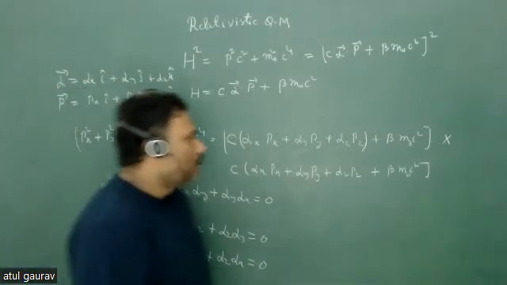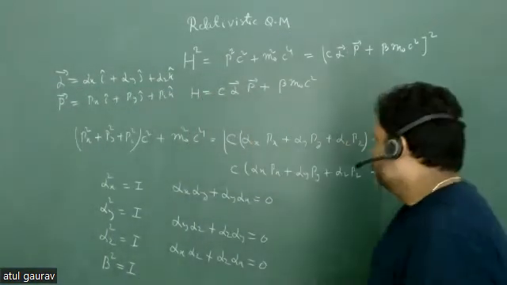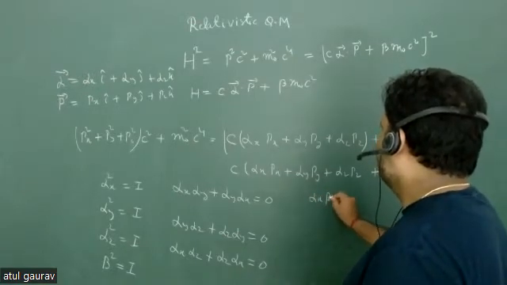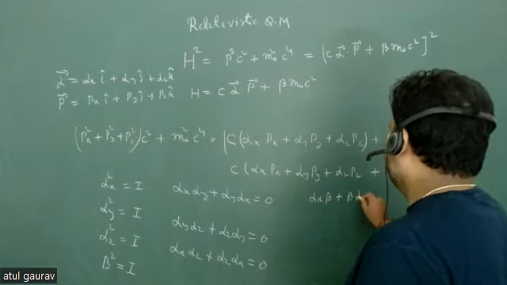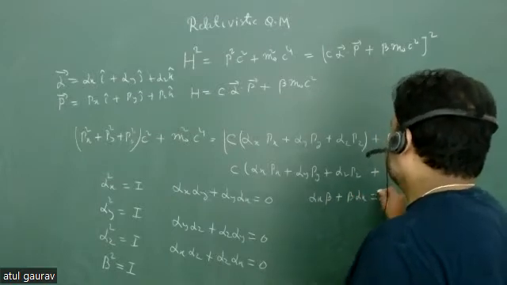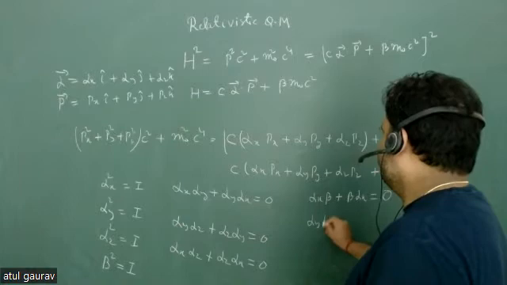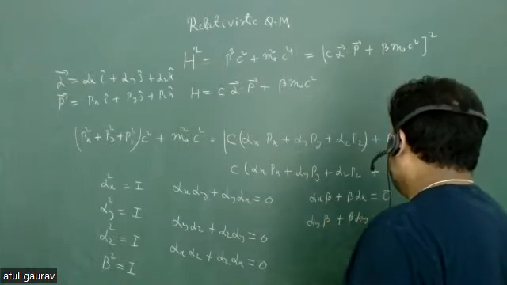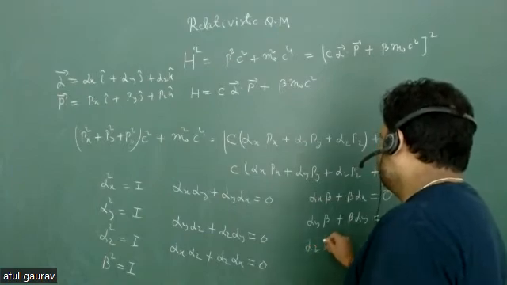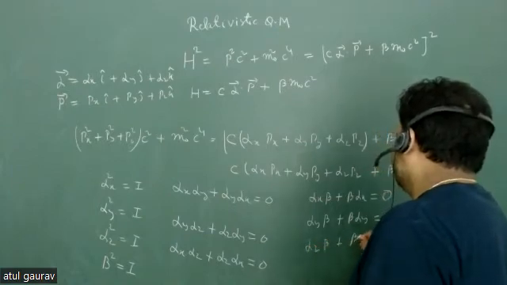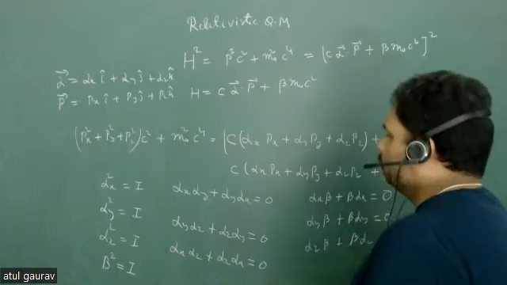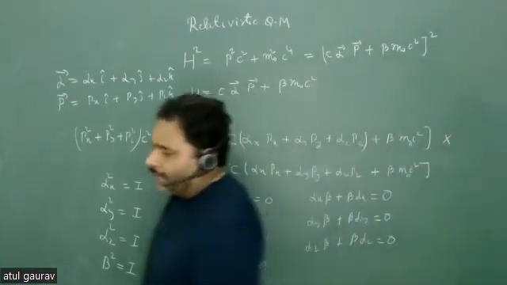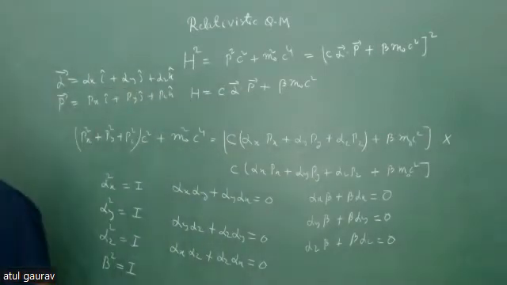And the last but not the least, what you have? You have alpha x beta plus beta alpha x, that value is also 0. Alpha y beta plus beta alpha y, that value is 0. Alpha z beta plus beta alpha z is equal to 0. So now look at this, should be the property of alpha x, alpha y, and alpha z.